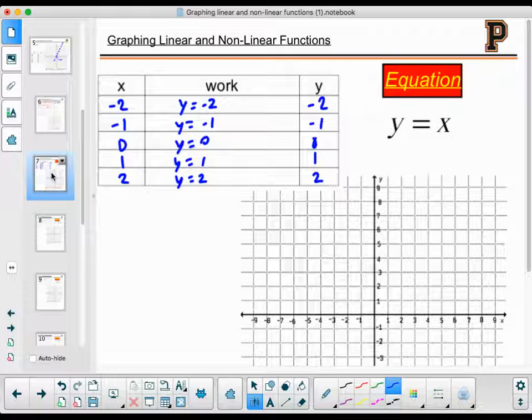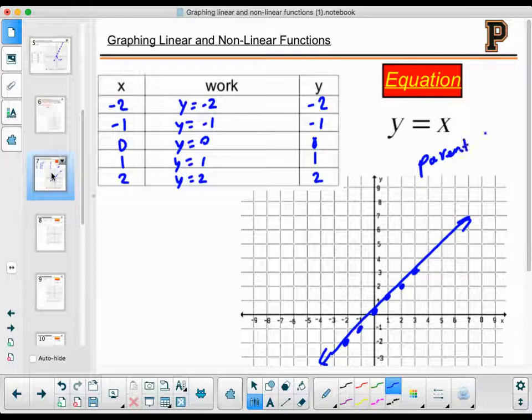-2, -2 is to the left 2 and down 2. It's right there. -1, -1, 0, 0, 1, 1, 2, 2. Okay, so we've got a whole bunch of different coordinates that satisfy the equation y equals x. Like I said, this is the parent function. Okay, the challenging thing is what happens when we start to manipulate the parent function? What happens when I say y is equal to double the x, or half of the x, or double the x plus 4, right? That's what we'll get into.